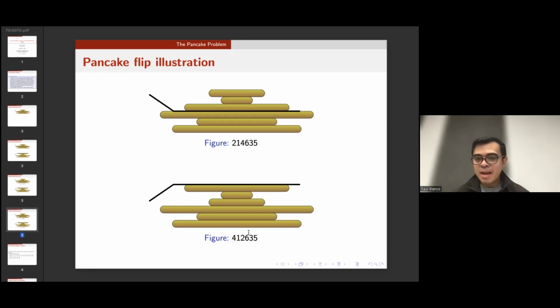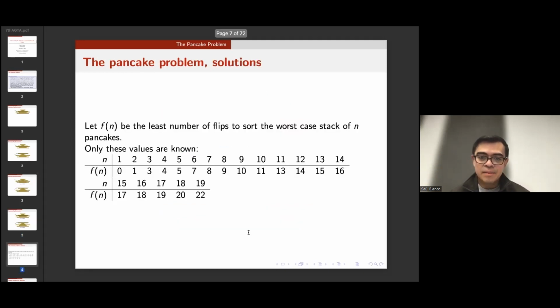So this is the setup of the problem, and from here we'll get a graph, and then we'll get more graphs too. But when it comes to the pancake problem itself, the question is: can you tell me the minimum number of flips that you need to sort any stack that has n pancakes? It's actually a difficult problem to do computationally, so only a couple of values are known. If you let Fn be the least number of flips to sort the worst-case stack of n pancakes, only the following values seem to be known.